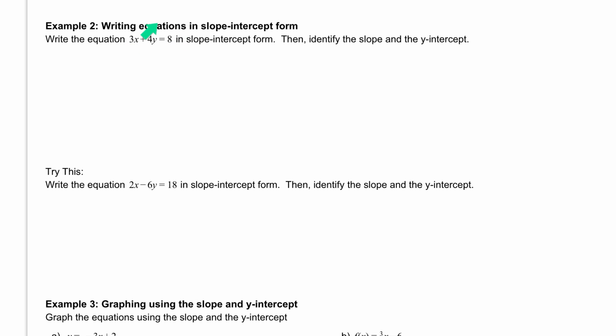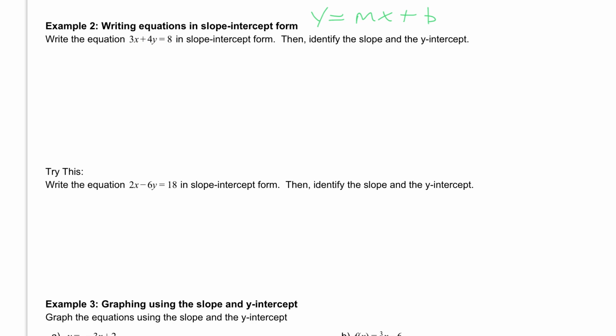If you think back to standard 3.3, you had a problem like this where you had to solve for y. Well, putting something in slope-intercept form, which is y equals mx plus b, all you're doing is solving for y. So let's do that. Let's solve this for y.